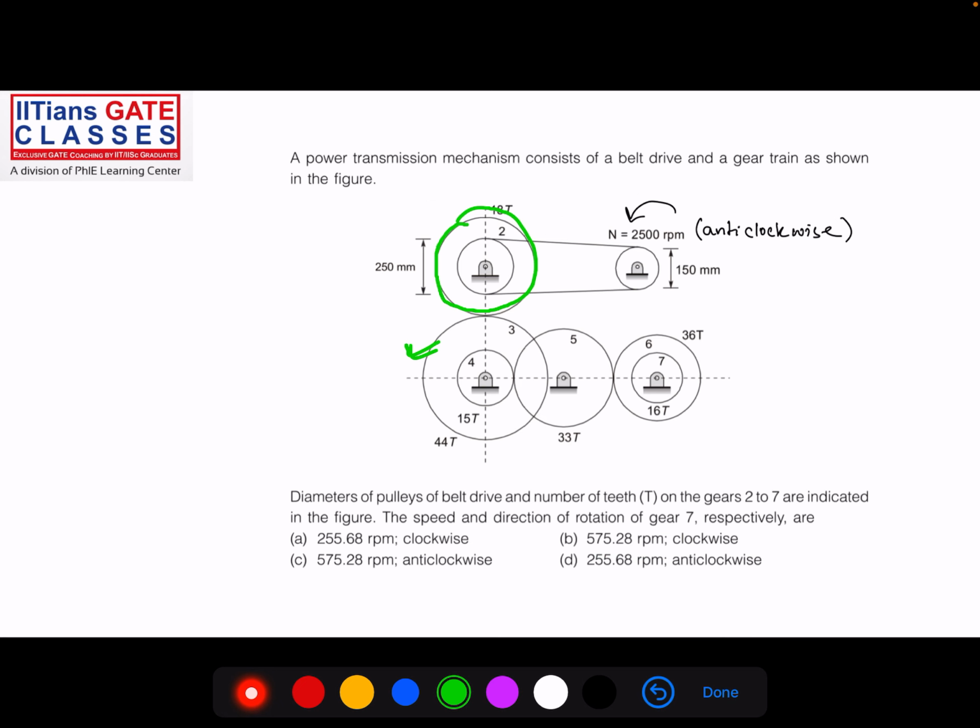255.68 clockwise. So the answer is A. What is the answer? The answer is A, 255.68 RPM clockwise. So again, this is a very simple question.